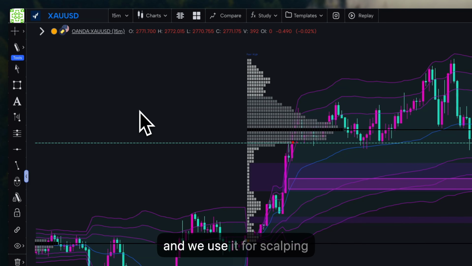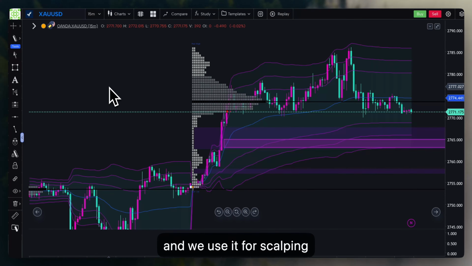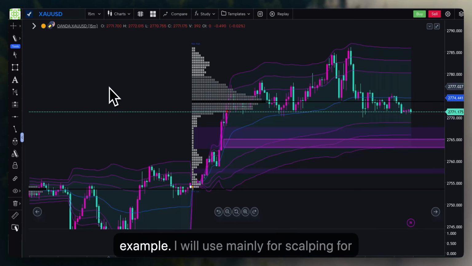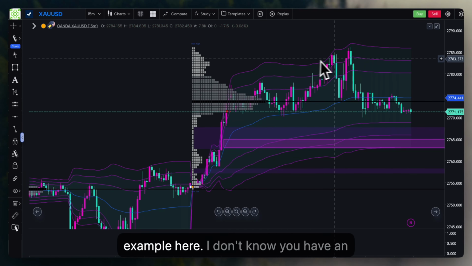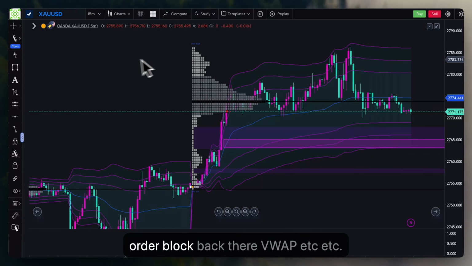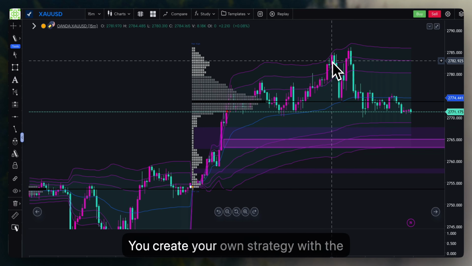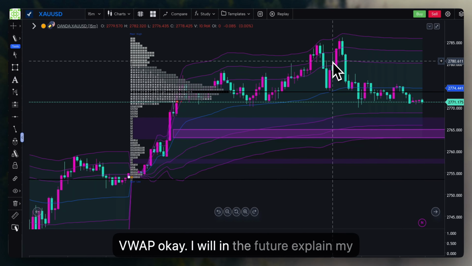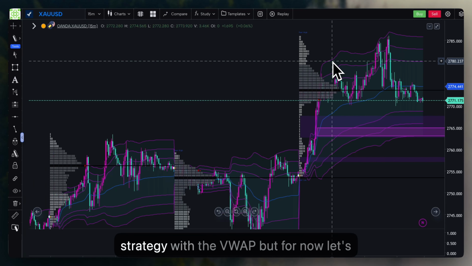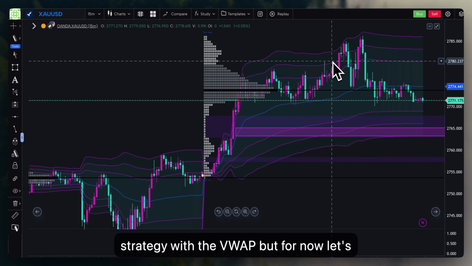Okay, and we use it for scalping. I will use it mainly for scalping. For example, here, you have an order block back there, VWAP, etc. You create your own strategy with the VWAP. In the future I will explain my strategy with the VWAP, but for now let's talk about the market profile, which is a little bit longer, and the volume profile.